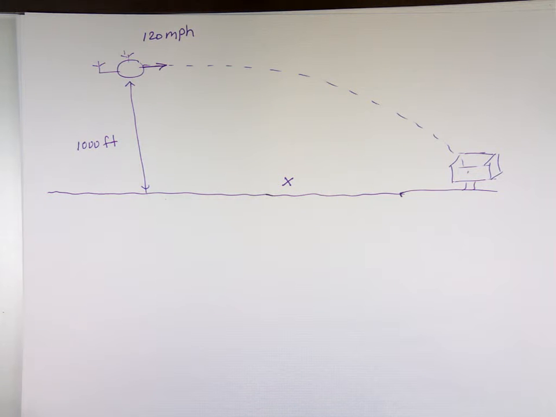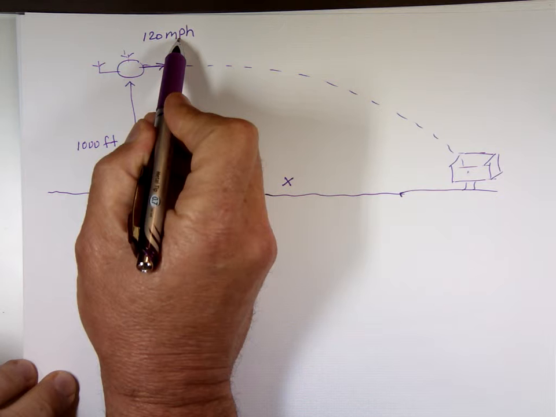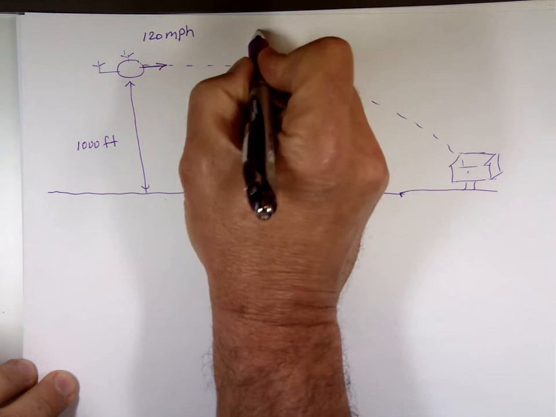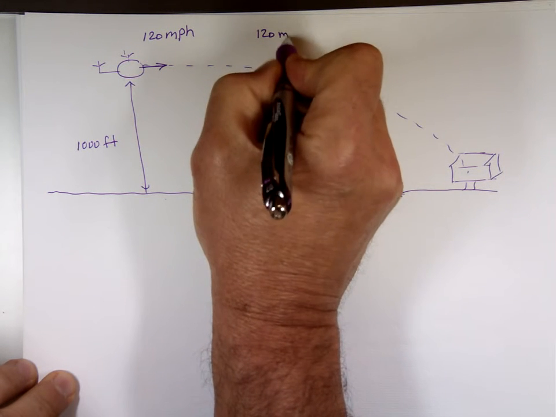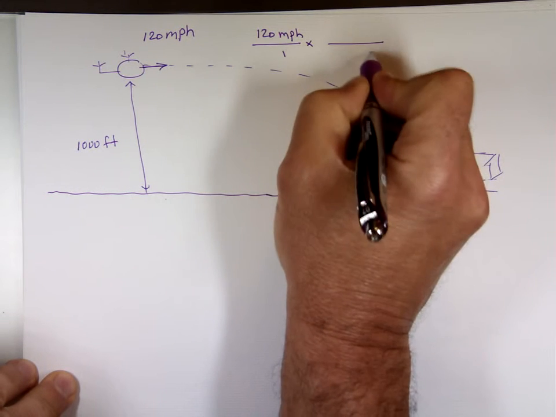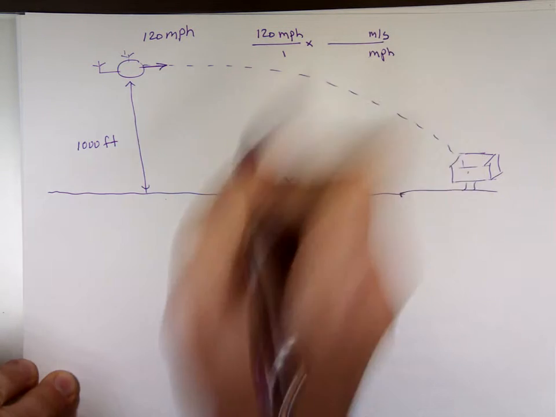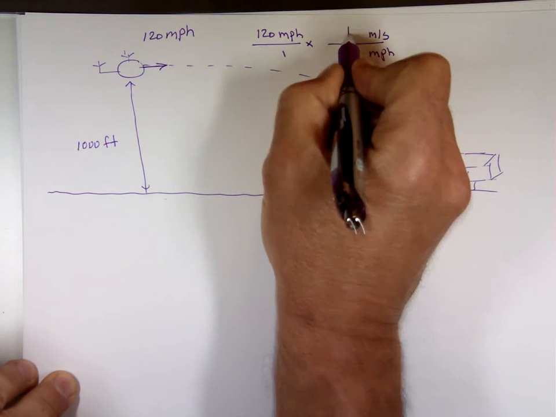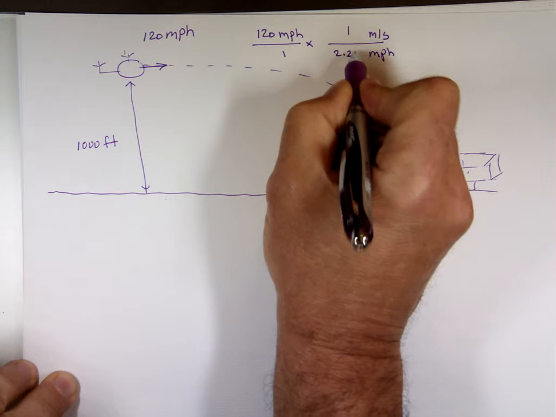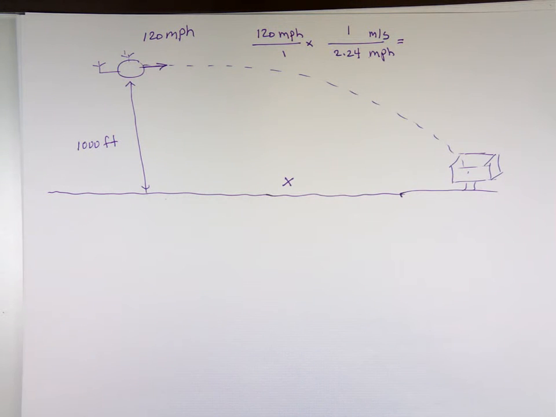So I try to give you units intentionally. They're not in the right units there, so you can change them. So this is miles per hour. I have to change it to meters per second. So here we go, 120 miles per hour over 1. I'm going to go from miles per hour to meters per second. 1 meter per second is 2.24 miles per hour. Check that conversion factor, make sure the correct units.